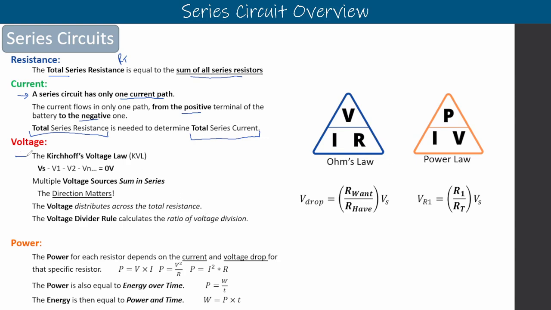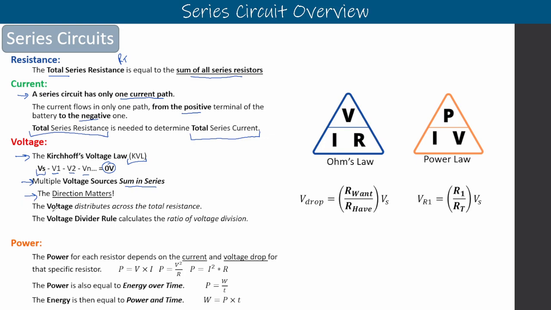The voltage in series used KVL, Kirchhoff's voltage law, and that basically says that the source voltage minus all the voltage drops in the circuit will equal out to zero. We're going to use all the voltage in the circuit across the resistance in the circuit. We know that multiple voltage sources are going to sum together. That's like the battery packs that we have, where we have to put them in a very specific order, like the back of the remote controls. So the direction matters on those, because they will subtract from each other if they are opposing.